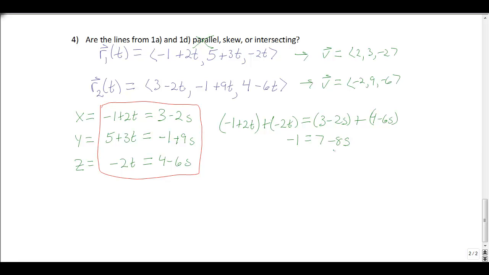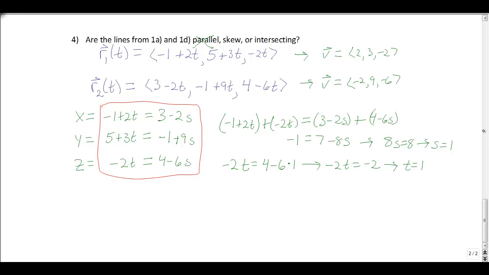And now, let's see, I can move the 8s to the other side, the negative 1 here. That's going to give me 8s equals 8, which tells me s has to be 1. So if I'm going to satisfy the first equation and the third equation, the x and the z, I have to have s equals 1. Now you could solve for t. I could take, say, the third equation, which maybe looks the simplest. I get negative 2t should be 4 minus 6 times 1. So that turns into negative 2t equals negative 2. That gives me t equals 1.